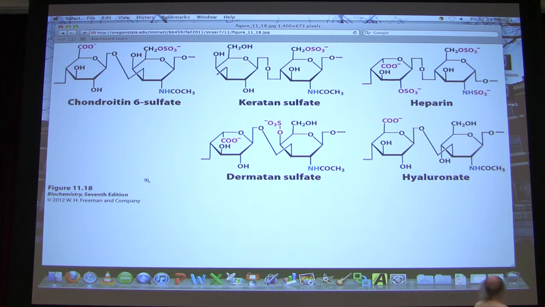Heparin up here is an interesting compound. Heparin is an anticoagulant. Yes? Are most mucuses in biological organisms composed of glycosaminoglycans? They contain at least a significant component of that, yes.